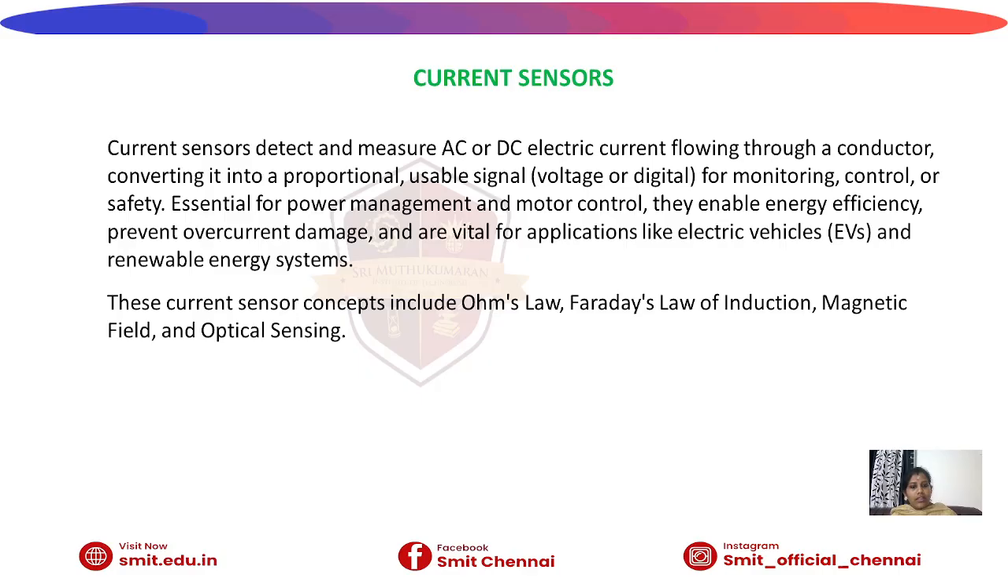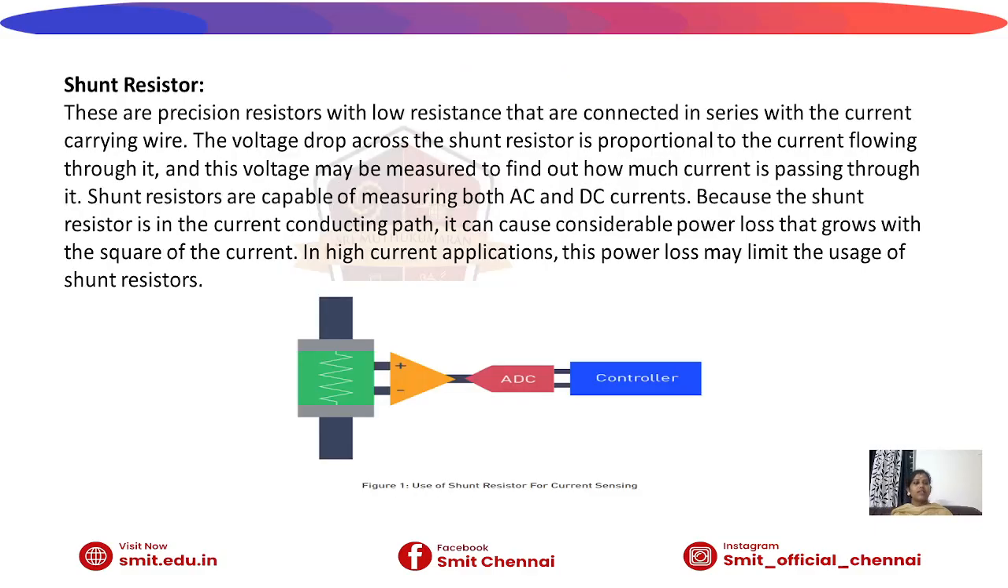They are essential for power management and motor control, enable energy efficiency, prevent overcurrent damage, and are vital for applications like electric vehicles and renewable energy systems. That's why we are using the current sensor. These current sensor concepts include Ohm's law, Faraday's law of induction, and magnetic field and optical sensing. First we'll see Ohm's law. This is the current sensor concept of Ohm's law, that is the shunt resistor.